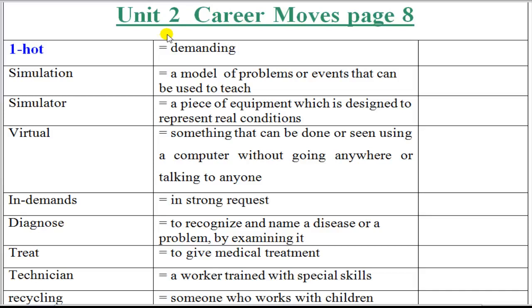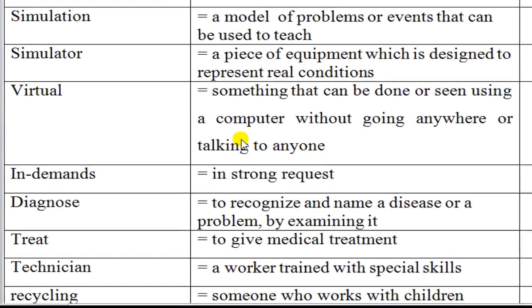Interchange 3, 4th edition, Unit 2, Career Moves. 1. These are the words of exercise number 1. The number is related to the number of exercises. You have to keep the words by heart in English, not in Arabic. Don't use Arabic. Just keep the words in English.